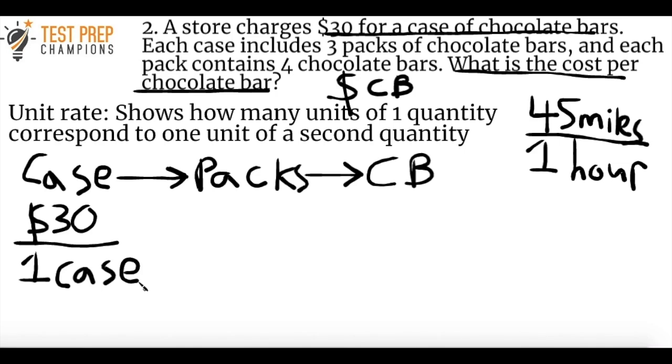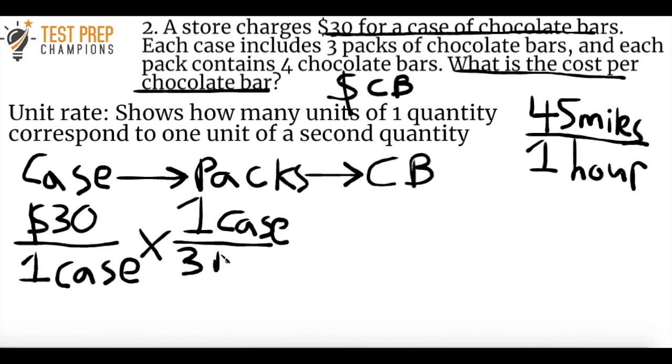Now, how many packs are there per case? Well, we know that each case includes 3 packs of chocolate bars. So I want to set that relationship up here so that the case goes up here. So each one case includes what? It includes 3 bars, right? Or I'm sorry, 3 packs. So per case, we get 3 packs.